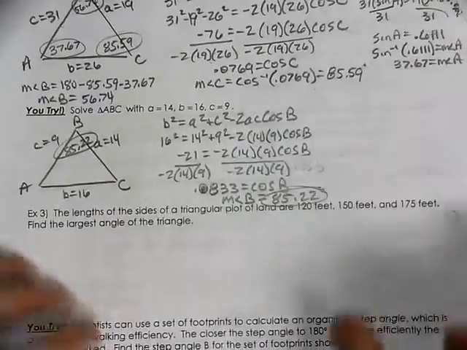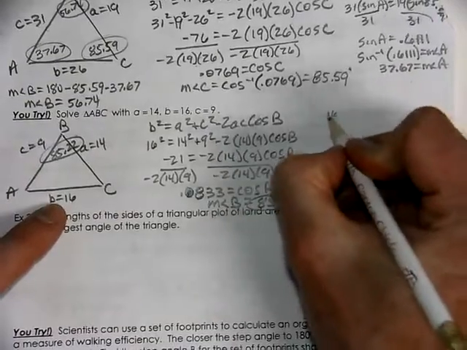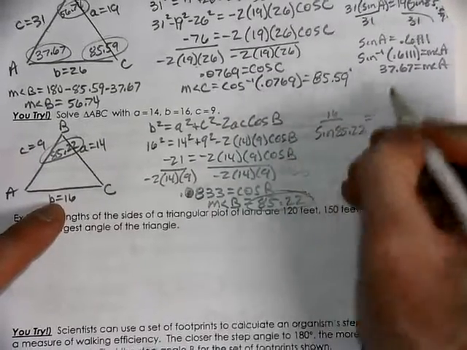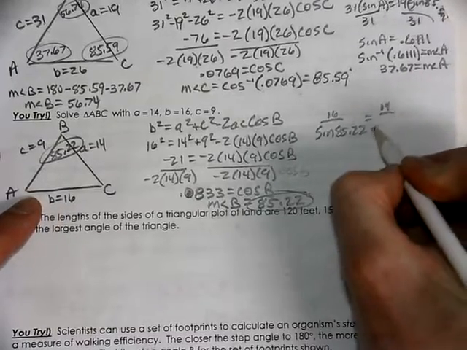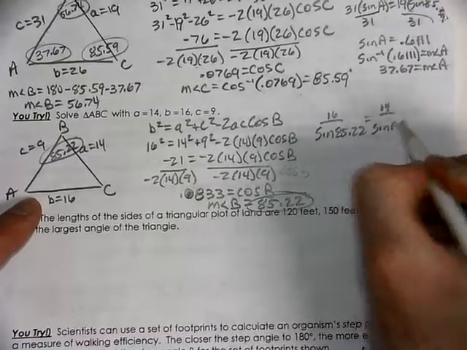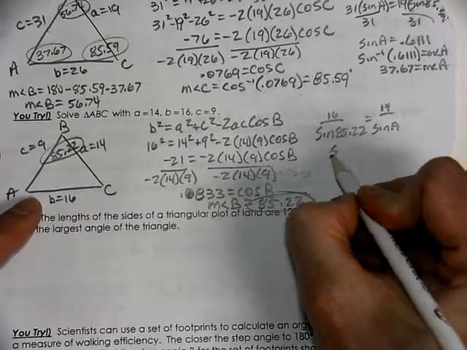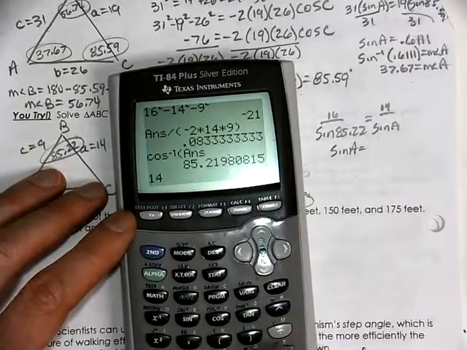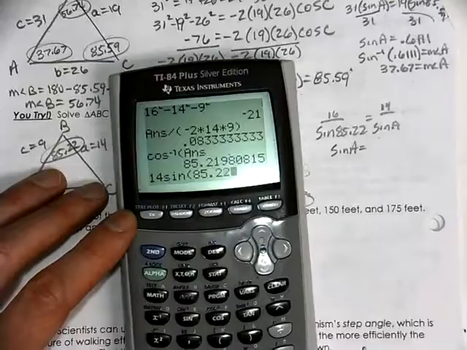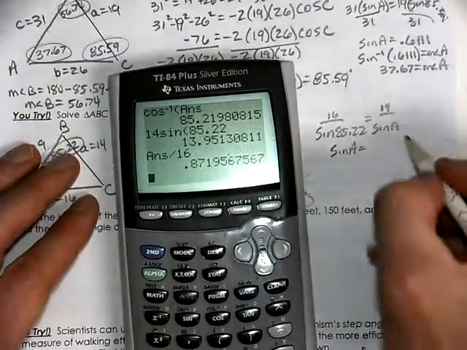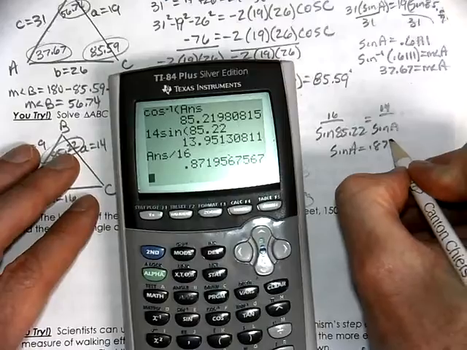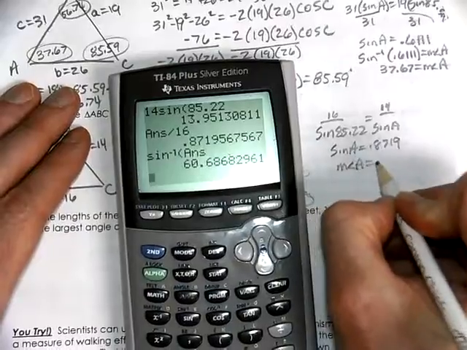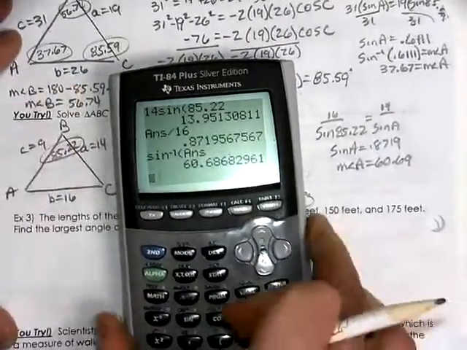So then we would use law of sines to figure out the next angle, either angle you want at this point. That won't matter. So that would be 14 times the sine of 85.22 divided by 16. Sine inverse gives us the angle to be 60.69.